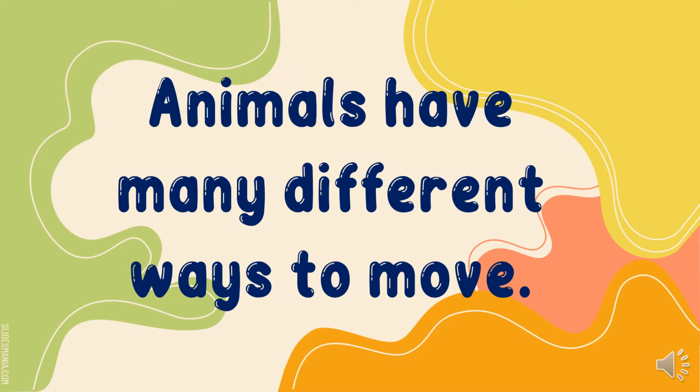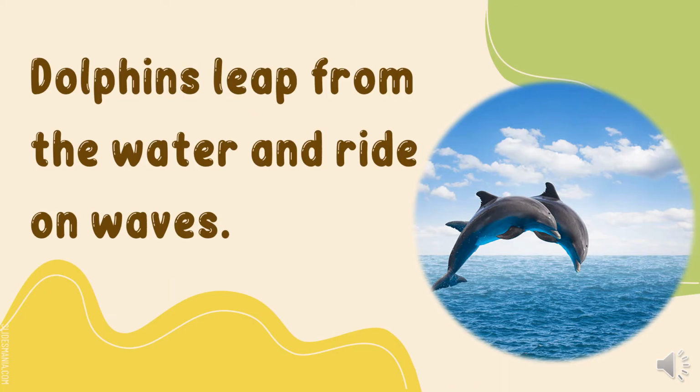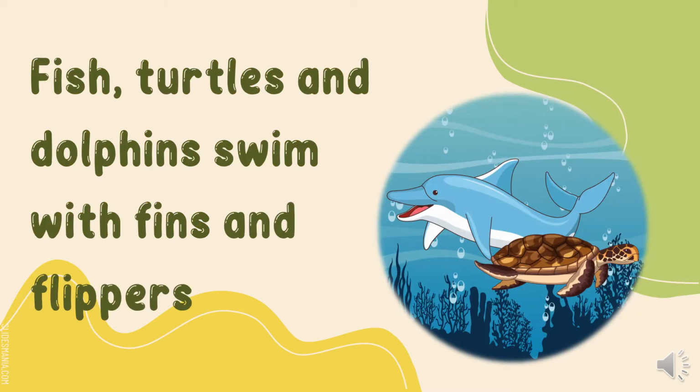Animals have many different ways to move. They move in very different ways. We just walk or run, but when you take animals as a whole, you have so many different ways. Dolphins leap from the water and ride on the waves. You can see in the picture, it's so nice to see the dolphins jumping out of the water, right? Fish, turtles, and dolphins swim with fins and flippers. It's nice to see how they are swimming.